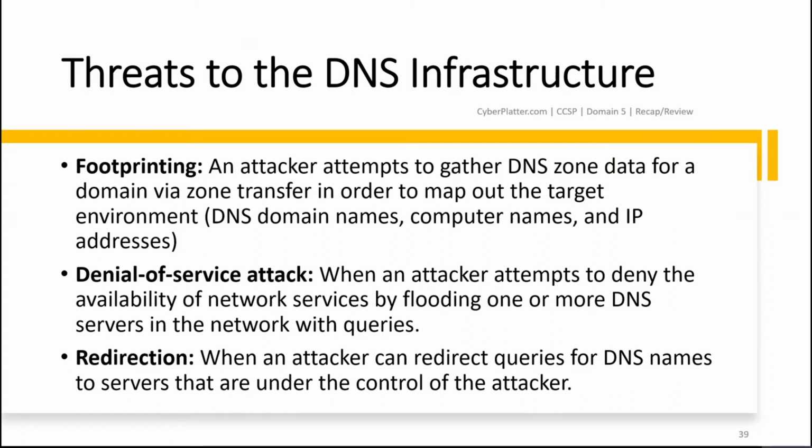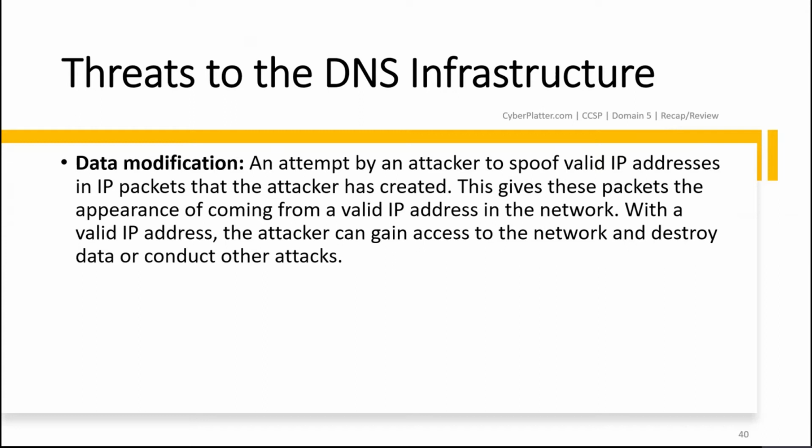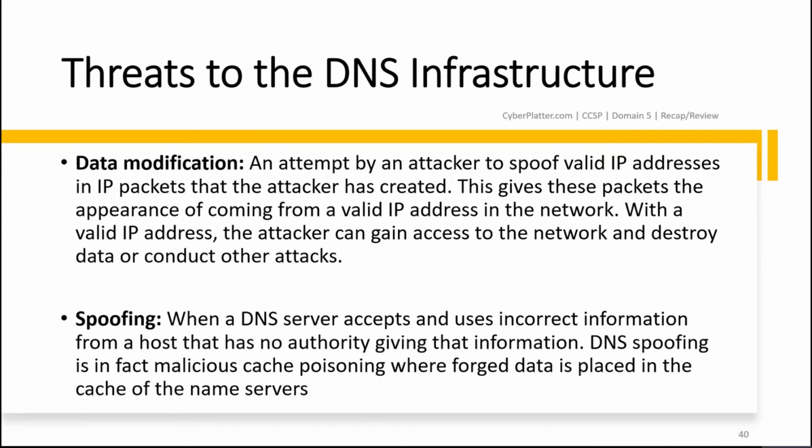Redirection: when an attacker can redirect queries for DNS names to servers that are under the control of the attacker. Data modification: an attempt by an attacker to spoof valid IP addresses in IP packets that the attacker has created. This gives these packets the appearance of coming from a valid IP address in the network. With a valid IP address, the attacker can gain access to the network and destroy data or conduct other attacks. Spoofing.